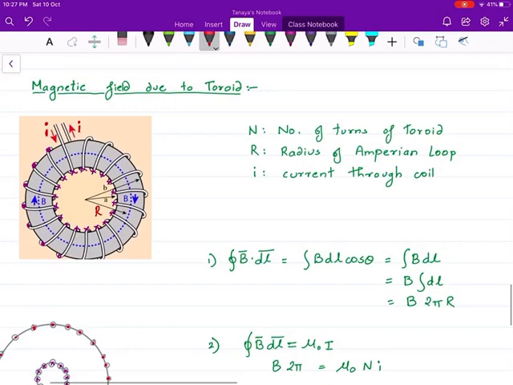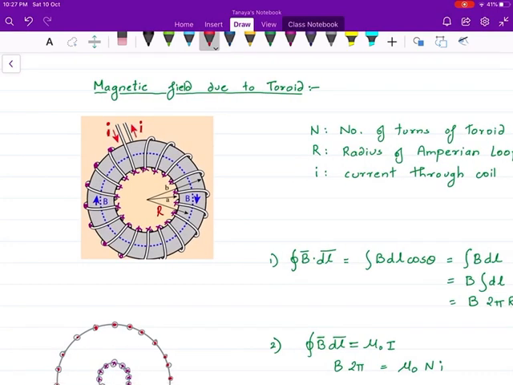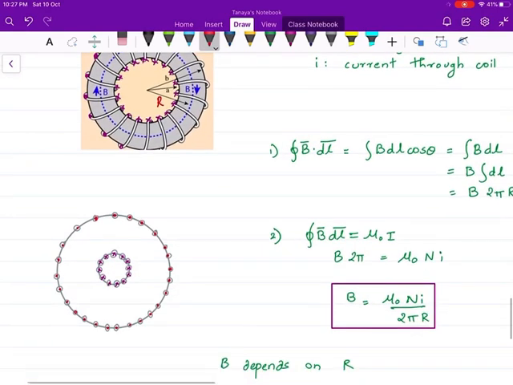Now we have chosen an Amperian loop which is in between. See this, I have shown this toroid over here. Those cross marks are here because the current is going in from here and coming out from these points. We have chosen an Amperian loop somewhere in between, like this. For a toroid, it is very simple.